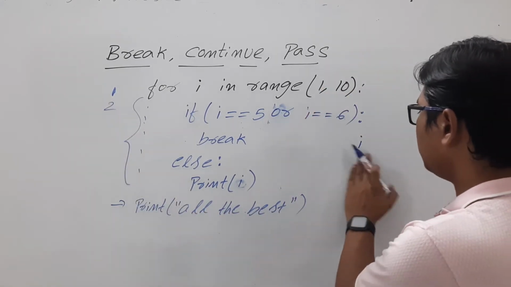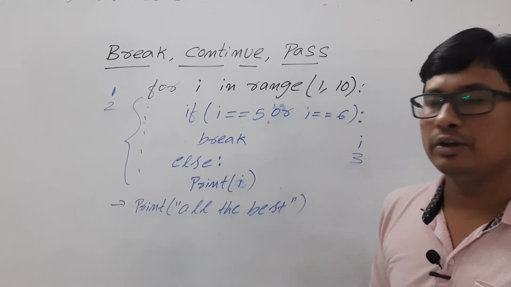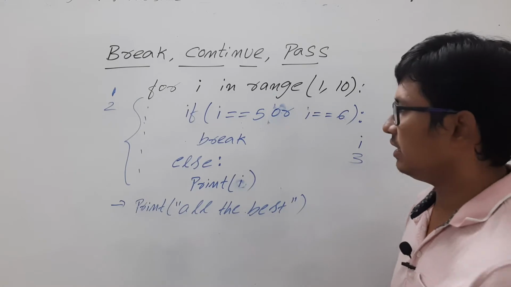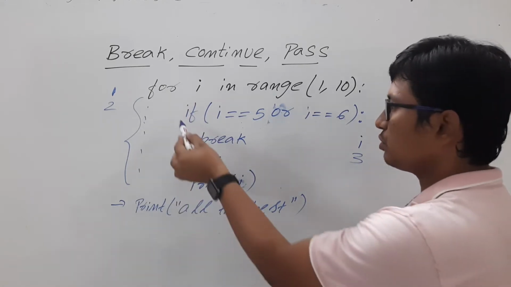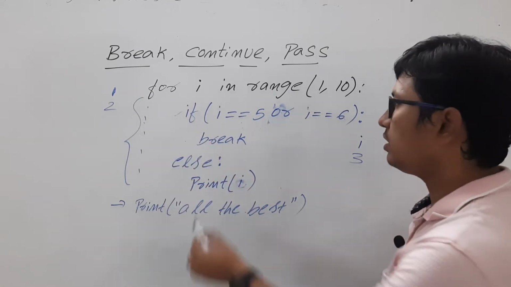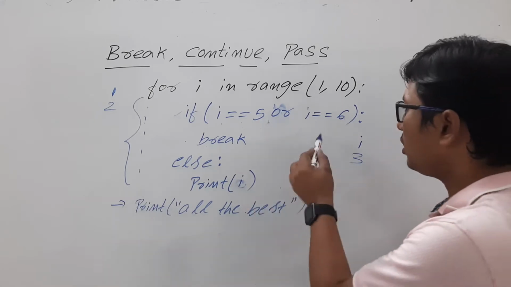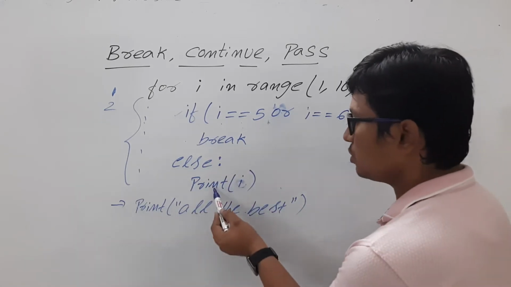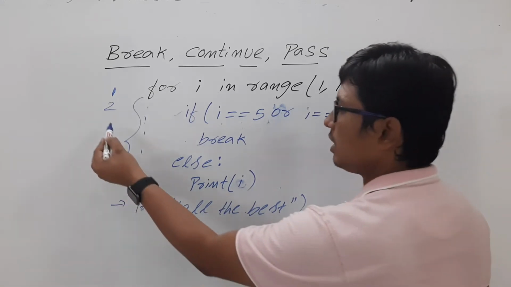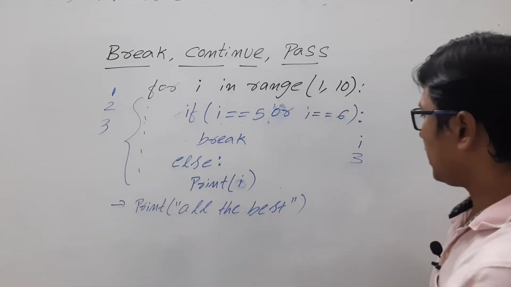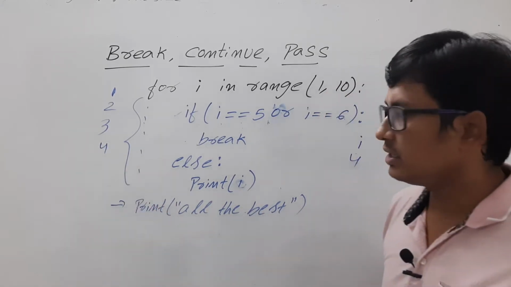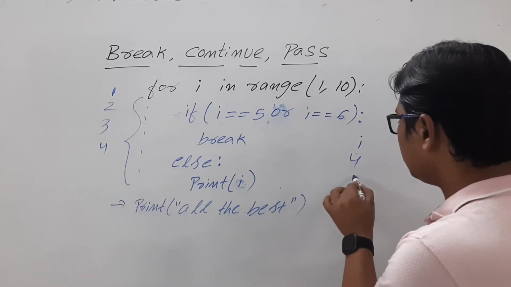Now i value will become 3. Are you able to understand? So 3 is less than 10. So this condition is true. So the control will come to the if block. 3 is not equal to 5 or 6. So again this condition is false. So the else block will come and it will print the i value 3. Then i value will become 4. 4 will be printed as an output. The same will work. Now i value will become 5.